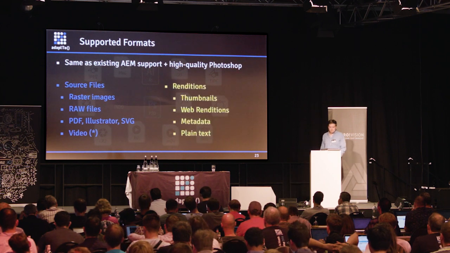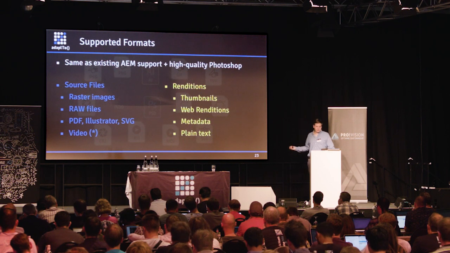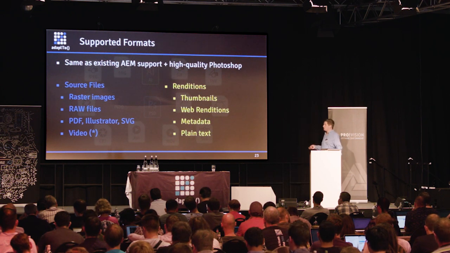And then we're going to support the source files. That's what AEM does: raster images, raw files, and so on. Video, still a little question mark there for the first release. And then renditions, thumbnails, web renditions, metadata, and text. Metadata and text are new things because we move these binaries out of AEM. We have to handle that externally as well, and not on AEM or in Oak, for example.